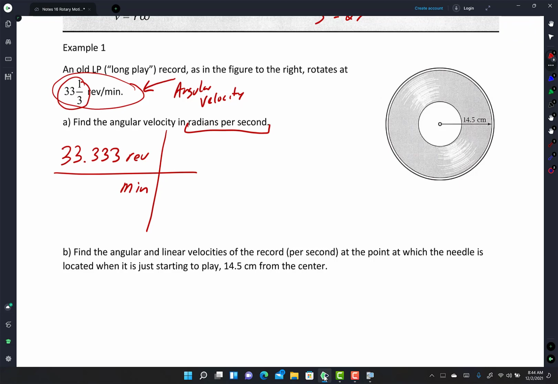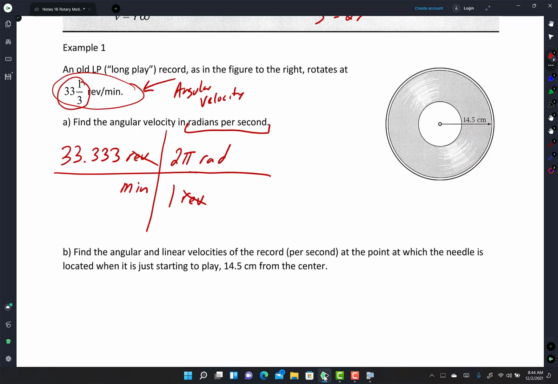So the whole point of a T-chart is that I want to cancel units. So what do I want to cancel? Well, I want to cancel rev because I want radians. So I'm going to write down here, in one revolution, how many radians do you have? Yeah, I heard someone say it. What is it? 2 pi. So write 2 pi and then put rad, for radians. So there it is. The revolutions cancel. At the moment, I have radians per minute.